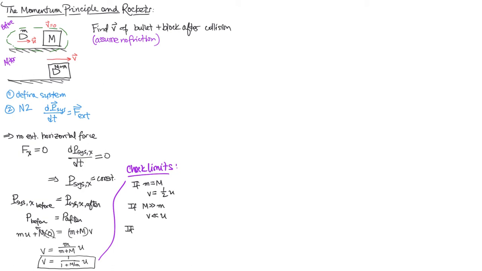And then the other limiting case: what if m of the block is much smaller than m of the bullet? Well, you can think of that as like a bowling ball crashing into and sticking to a ping pong ball or something along those lines. In that case, we would have 1 over 1 plus a number very close to 0. So we basically find that the final velocity is about the same as the initial velocity, and that makes sense. A bowling ball would just barrel through a ping pong ball unscathed, and the velocity would not change much at all.